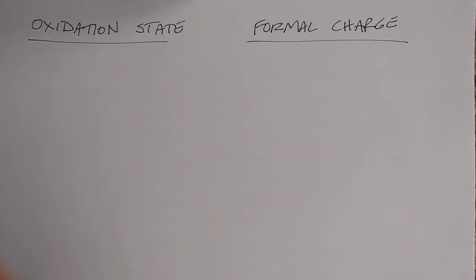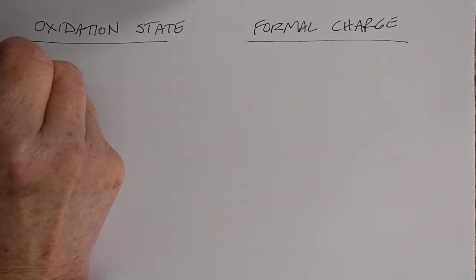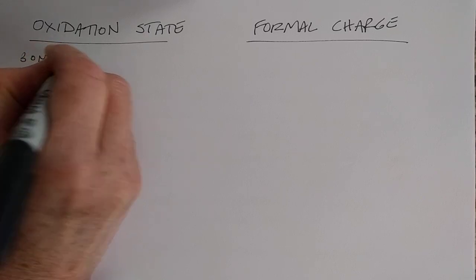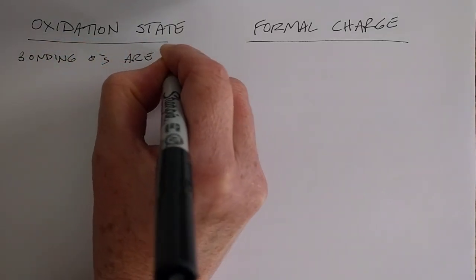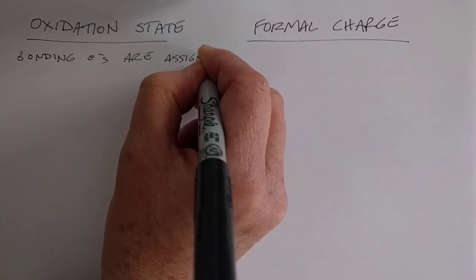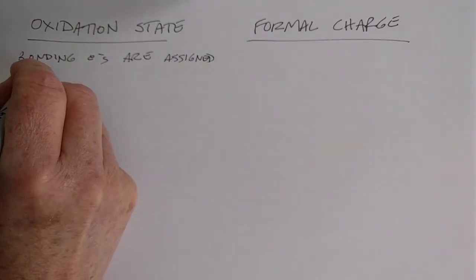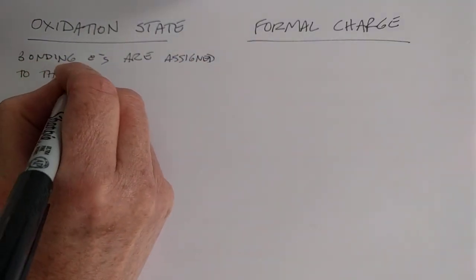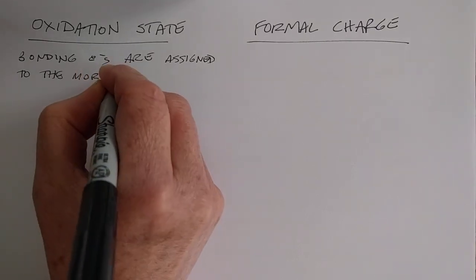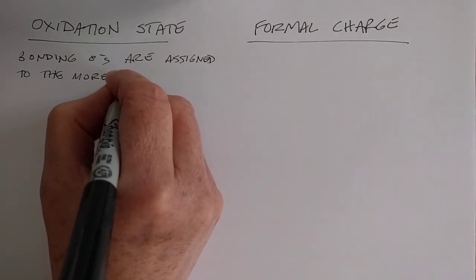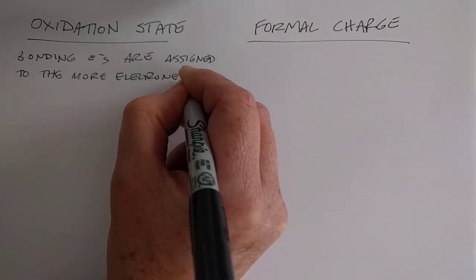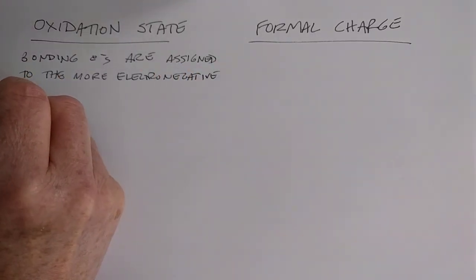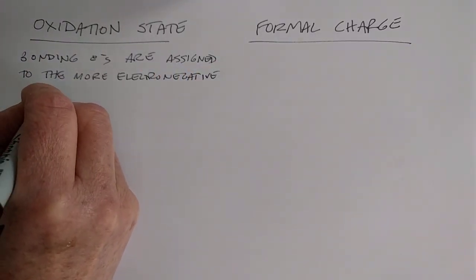So in oxidation state, the bonding electrons are assigned to the more electronegative element of the two elements in the bond.